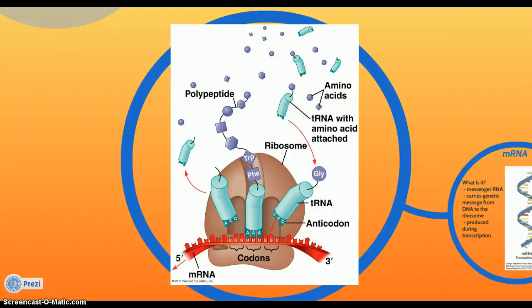In this picture, the process of translation is summarized. A tRNA molecule is attached to an amino acid, GLY in this case, and enters into the A site of the ribosome. It then attaches its anticodon to the complementary codon on the mRNA strand and adds the amino acid to the polypeptide chain in the P site. It then moves to the E site and exits the ribosome to retrieve another amino acid.